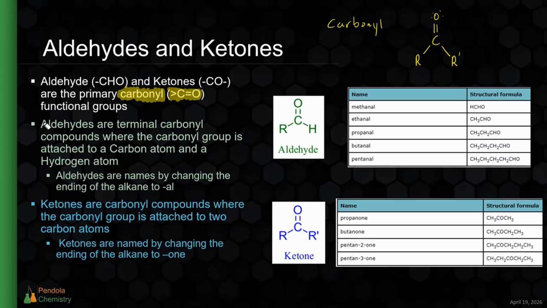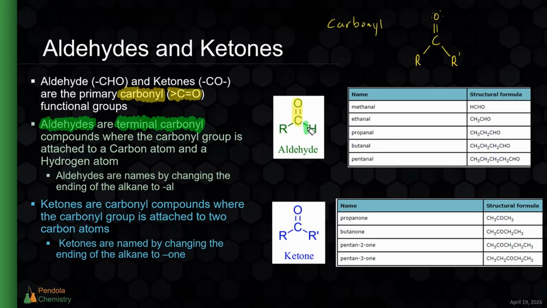So aldehydes, primarily, actually let me do this in green, aldehydes are going to have terminal carbonyls. What does that mean? The carbonyl on an aldehyde is at the very end of the carbon chain. It's on the last or first carbon. So where that carbonyl is present in the aldehyde, carbon double bond oxygen, that's going to be either the first or last carbon of the group or the chain.